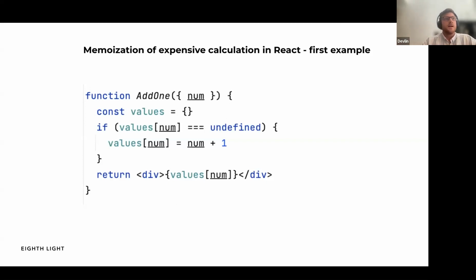However, there is a problem with this implementation, which is what happens when this functional component gets re-rendered. If I pass in the number 5 and return a div with the number 6 on it because we've added 1, and I then re-render the component and pass in 5 again, that's not going to work, or it's not going to have memoized correctly. So I'll give you a second to think about why.